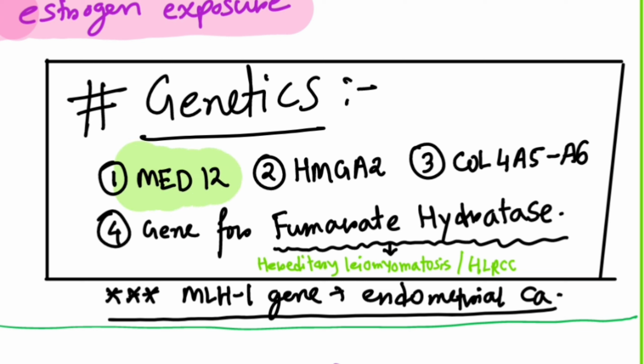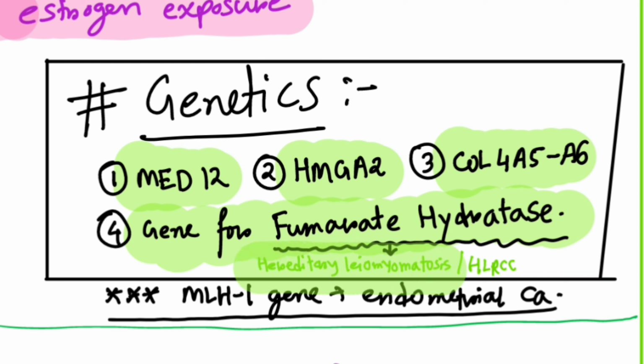Some of them are MED12, HMGA2, COL4A5, COL4A6, and the gene for fumarate hydratase. This gene for fumarate hydratase is actually responsible for hereditary leiomyomatosis and renal cell cancer, or HLRCC. One gene that is not responsible for fibroid is the MLH1 gene. It is actually responsible for the development of endometrial carcinoma.